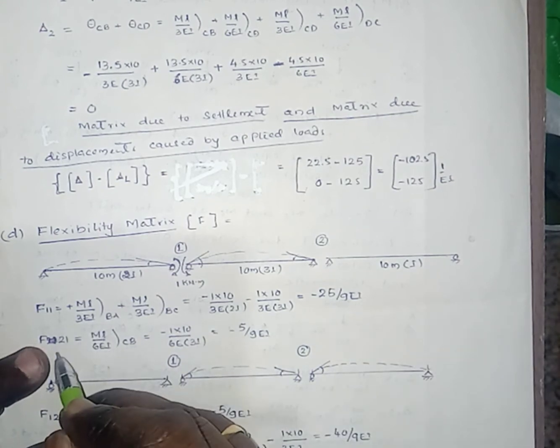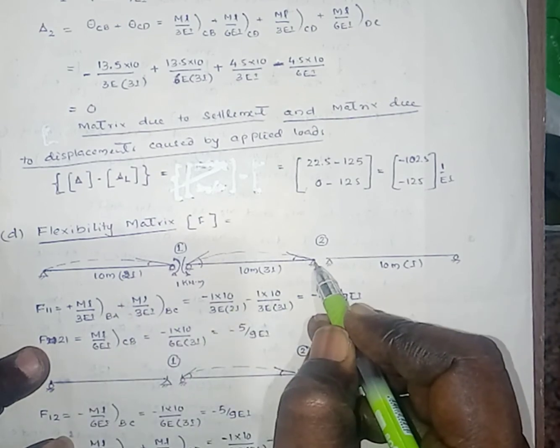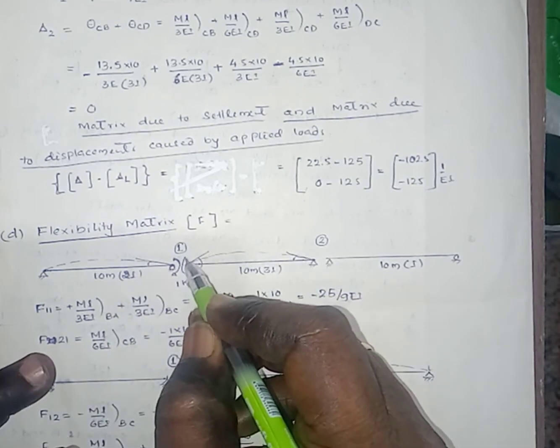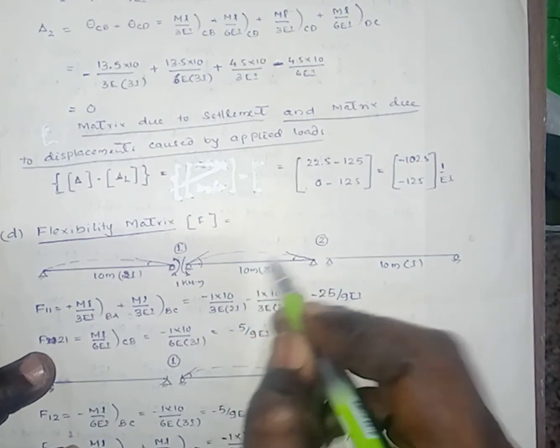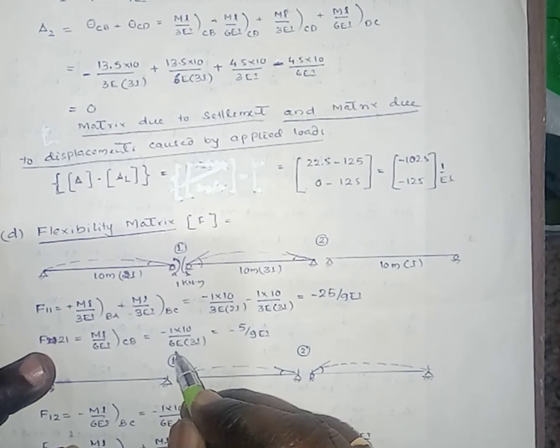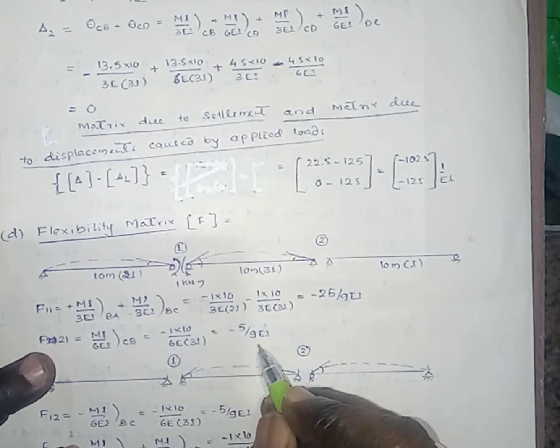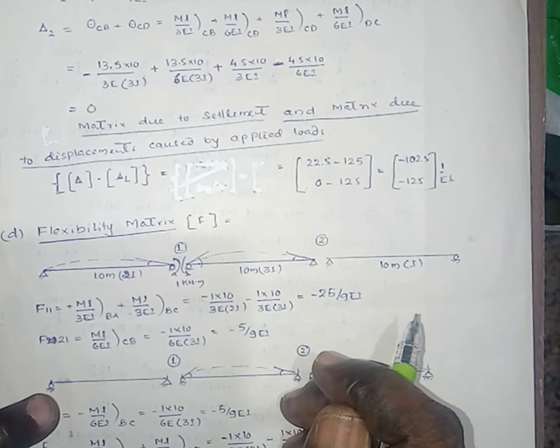Then F21, displacement at 2 due to the load applied at 1, that is ML by 6EI in span C to B, that is minus 1 into 10 divided by 6E into 3I, that is minus 5 by 9 EI.